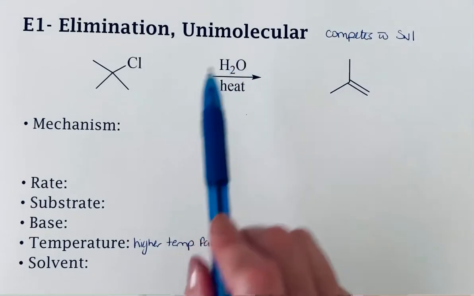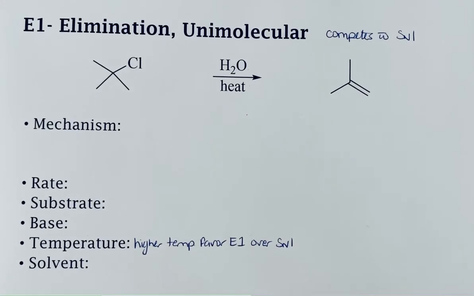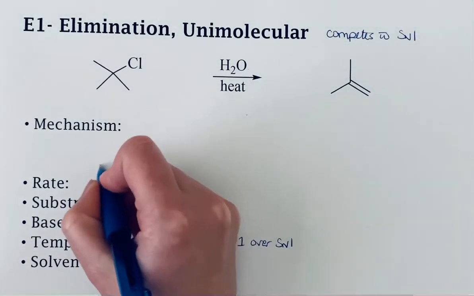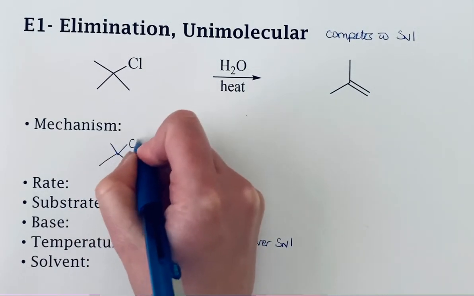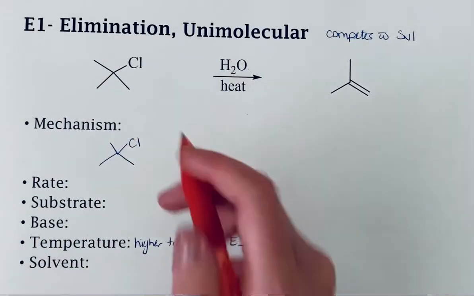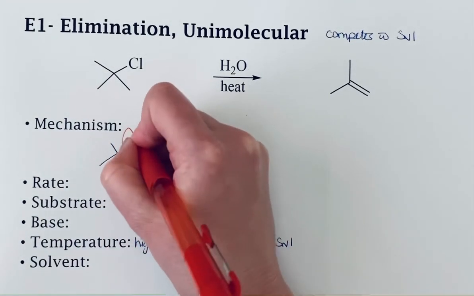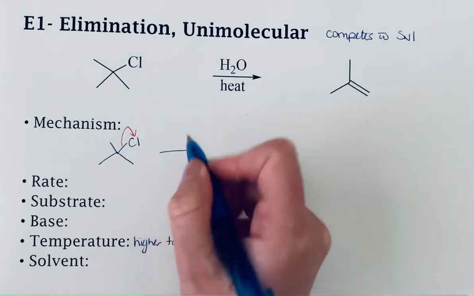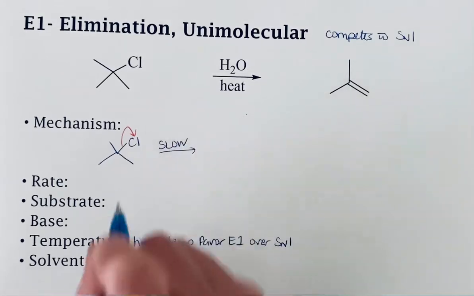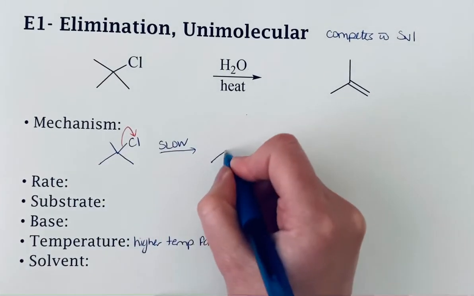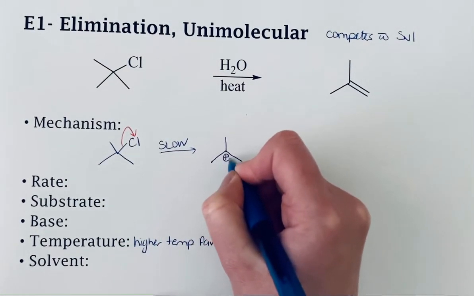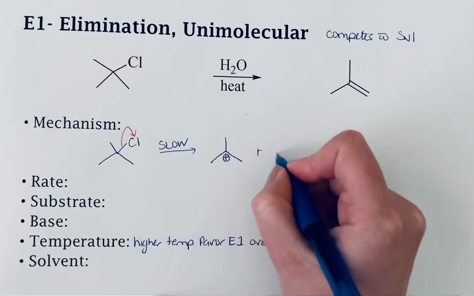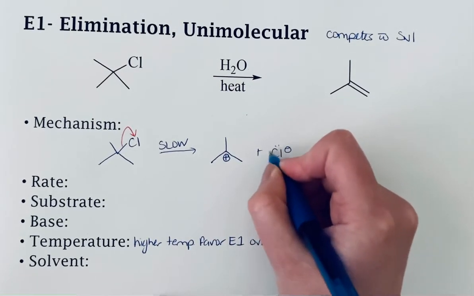The unimolecular here stands for the same thing it did with SN1, and that's that there's only one molecule involved in the rate determining step. And the rate determining step is exactly the same as it was for an SN1. And that is that your substrate by itself has to ionize. So you need to lose the leaving group. And this is a slow step. We're going from something relatively stable to a high energy intermediate, which is a carbocation. So we formed a carbocation as well as the chloride ion.